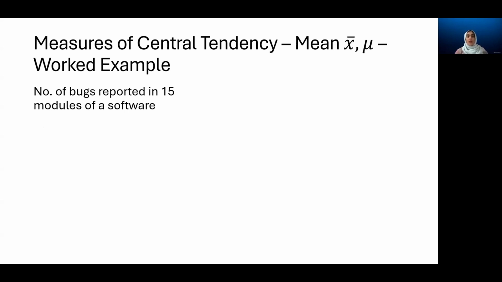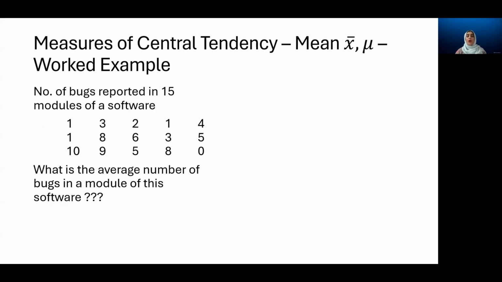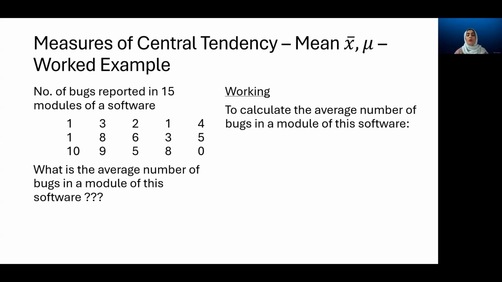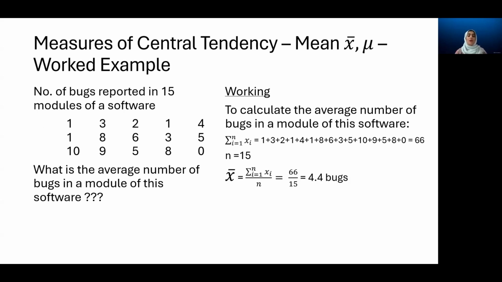If the number of bugs reported in 15 modules of a software are given, यहाँ पे आप देख सकते हो, and again you can see very different values. And if you're required to calculate the mean or the average number of bugs in a module of this software, you do that by adding all of those values up, which is 66, and then dividing by 15, and you get 4.4 bugs. Okay, so this is the average number of bugs a module of this software still has.